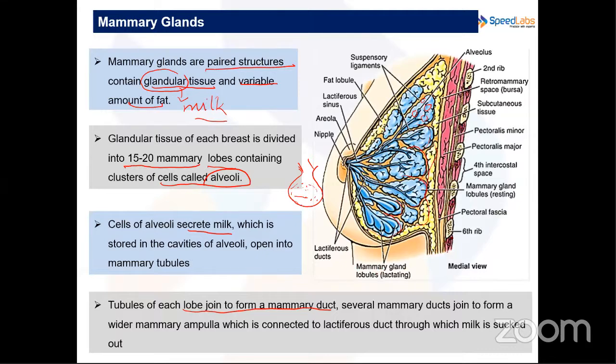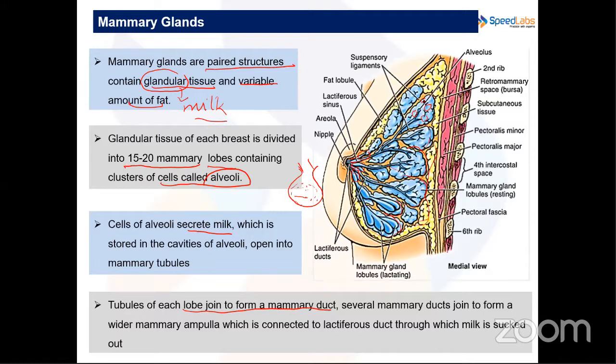So where is the mammary duct? Have they labeled mammary duct? No, they haven't shown. So you have the mammary tubule, then you have the mammary duct. So what emerges from each lobe is the mammary duct. All right. And several mammary ducts join to form a structure called the ampulla. And the ampulla is connected to the lactiferous ducts.